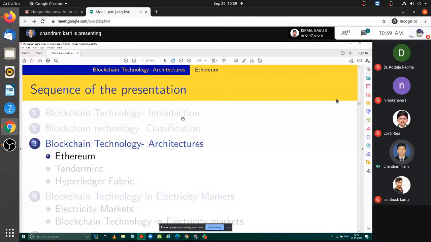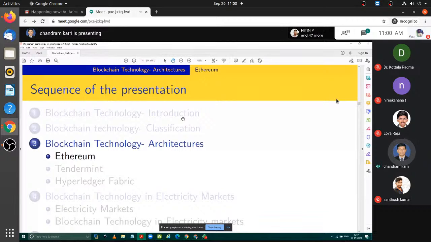Like suppose there are some architectures in neural networks. How are they defined? Feed forward neural network and back propagation algorithm. That means what? Architecture is a kind of network, how the input and output are connected. So based on that, this blockchain technology is classified into three major architectures.